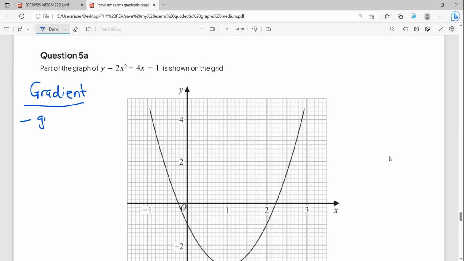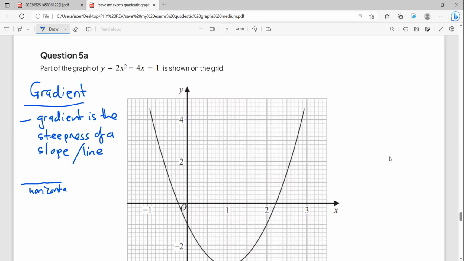So we're going to write our simple definition: gradient is the steepness of a slope or a line. Whenever you have a line, you can describe it by how steep it is. If I have a line like this, it's not steep, it's a horizontal line. And for horizontal lines, the gradient is 0. But if I have a line like this, it's slanted, and you cannot tell the gradient out of the box. You need to use a formula to calculate gradient.